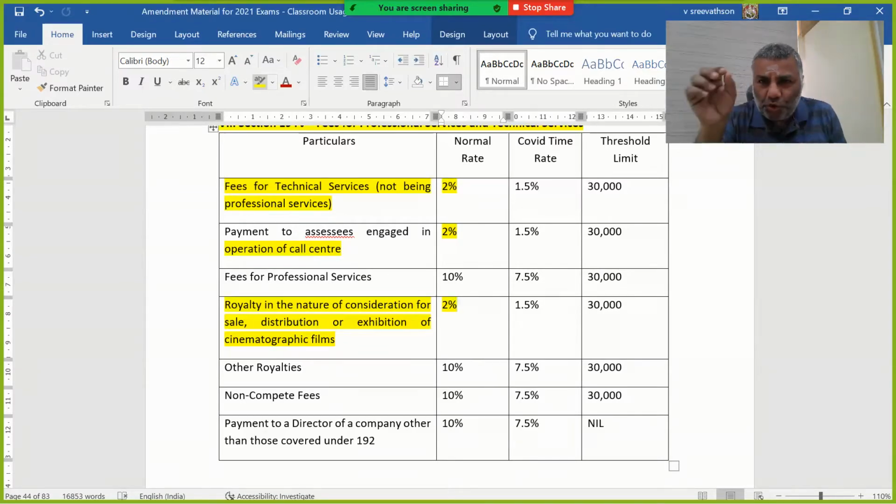So shall I repeat this 2%? In 194J, normally the rate is 10%. But in 3 cases, it just becomes 2%. Call centers, 2%. Pure technical service without involving professional service, 2%. Exhibition, sale, distribution of films, 2%. All others are 10%. Threshold limit is 30,000 except for director's payment, any other payment other than salaries, so the sitting fees, etc., where threshold limit is nil.